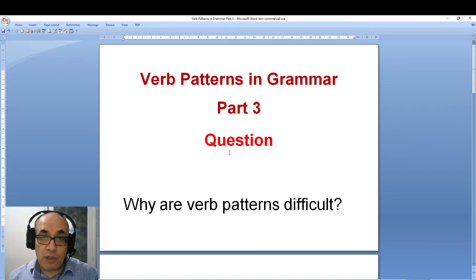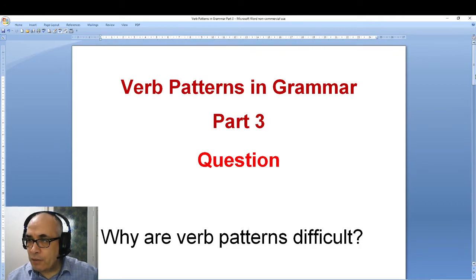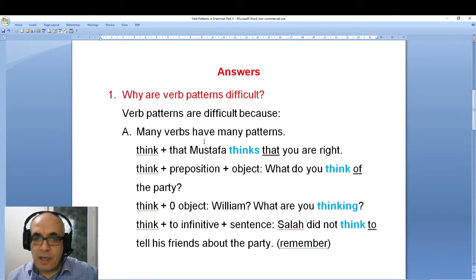Now I've got one question for you, which is why are verb patterns difficult? So verb patterns are difficult. Why? Let's look at the answers. Number 1. Sorry, I beg your pardon. Verb patterns are difficult because A. Many verbs have many patterns.